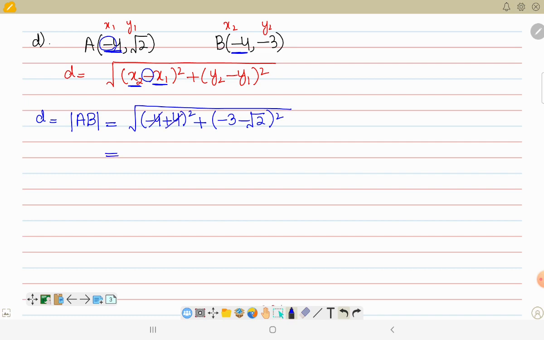Again this will get cancelled and we are having minus. We'll take minus common, it becomes 3 plus square root 2 and whole square. This square is on minus, it will become plus, and this square on this, let's say 3 plus square root 2 whole square. This square will get cancelled by the radical and we'll have 3 plus square root 2. Let's apply it on one more sum. I hope by now you can easily apply it.